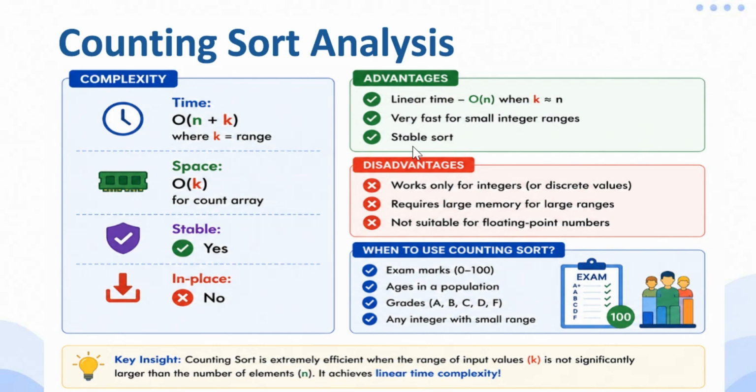So the time complexity becomes O(n + k), right? And space complexity becomes O(k), and it's stable. You can see because of this we use counting sort, and it's popular, right? And it's in place? No, right?